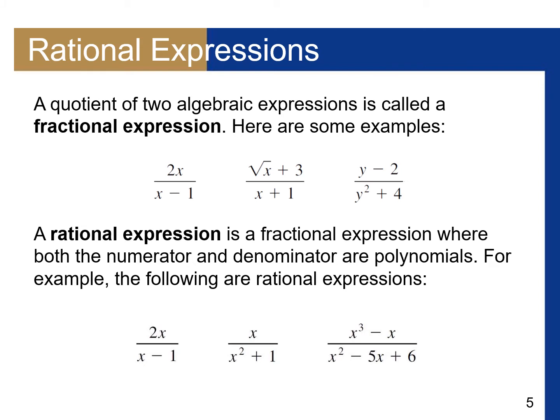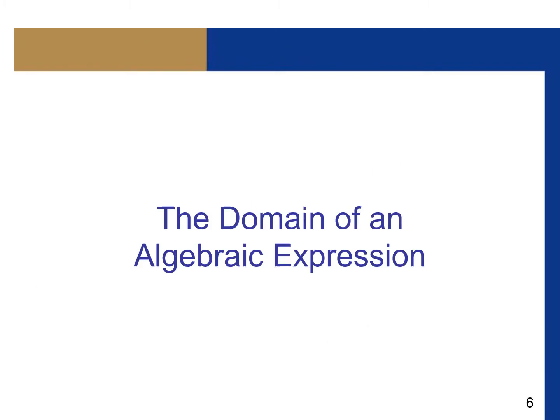Here we have fractional expressions. So we have a fraction with an expression on the top and the bottom. We call them rational expressions whenever we have polynomials on both the bottom and the top, numerators and denominators. So here we have an algebraic expression over an algebraic expression. Looking at a domain.